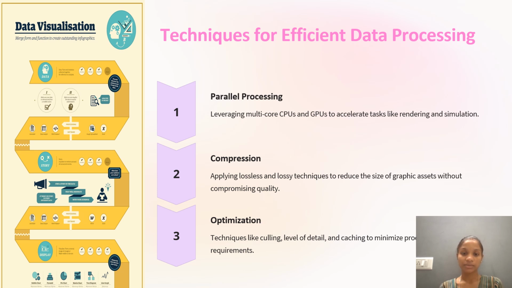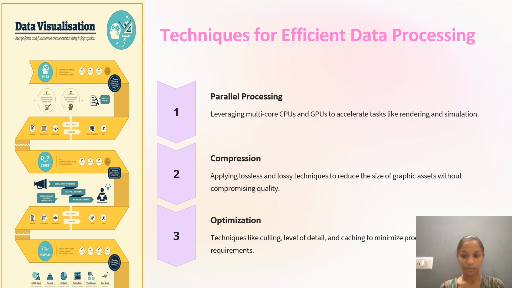The first step for data processing is parallel processing. It is leveraging multi-core CPUs and GPUs to accelerate tasks like rendering and simulations. In parallel processing, we can use 2 or more CPUs to run multiple programs at the same time. The next one is compression, applying lossless and lossy techniques to reduce the size of graphic assets without compromising quality. So each of the files should be independent of each other. Changes made on one side should not affect the other side. We have to compress the file in such a way that its quality is not damaged.